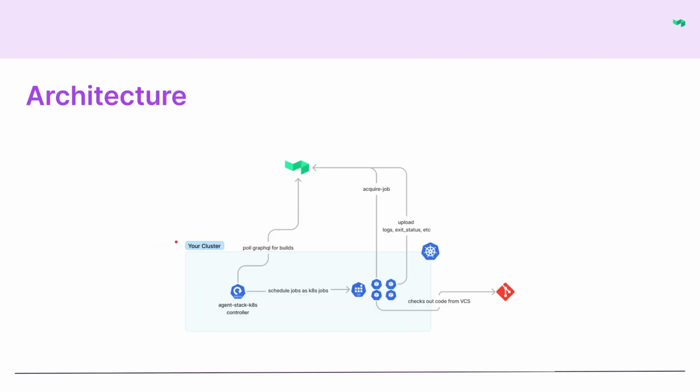Okay, so let's have a look at the architecture. You'll see that in your Kubernetes cluster, there will be a namespace with an agent-stack-k8s controller. The controller will be polling the Buildkite API using GraphQL for builds. It will schedule the jobs in those builds as Kubernetes jobs. That job will have a pod, and the pods will have containers, which have the responsibility for doing things like acquiring the job from Buildkite so that nothing else starts running it, checking out code from version control, running the job, checking that the status is okay, and uploading that and any artifacts back to buildkite.com. So clearly the containers are sharing some stuff, and you can see more details about that in the README.